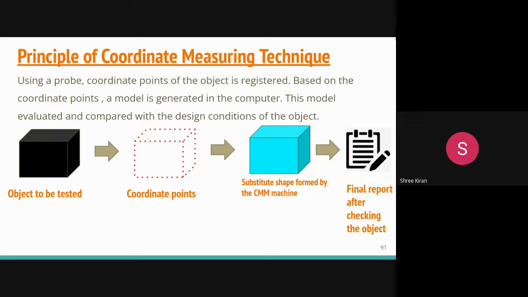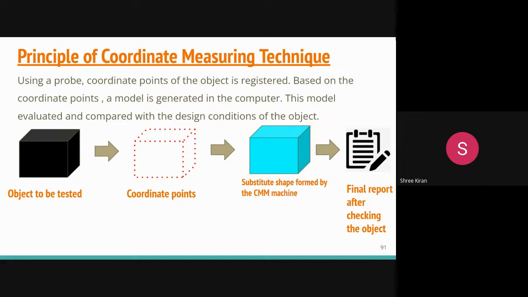A coordinate measuring machine is a sophisticated measuring device which is mainly used to determine the geometrical characteristics of an object operating in a three-dimensional space. It is always in a three-dimensional space. And CMMs are mechanical systems designed to move a measuring probe to determine the coordinates of points on an object's surface.